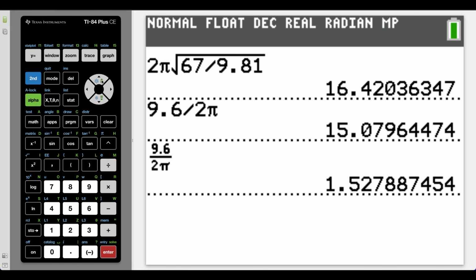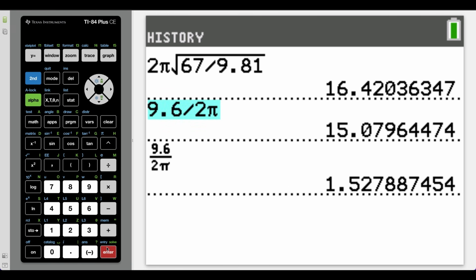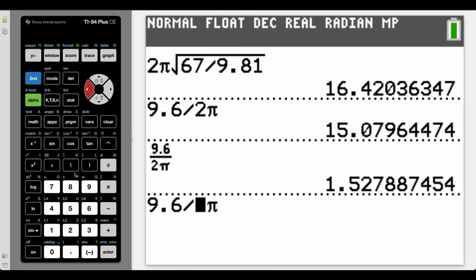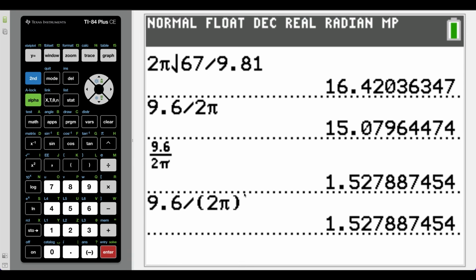Or what you could do to resolve that issue is you could take this expression here and you could throw the 2 pi in the denominator, but just make sure you throw it in parentheses, okay? Because once again, I see students make that mistake all the time, and it's devastating if you know what you're doing, but you just make a typo.